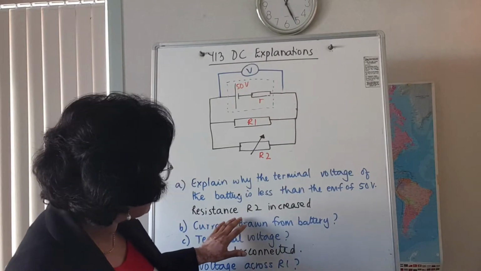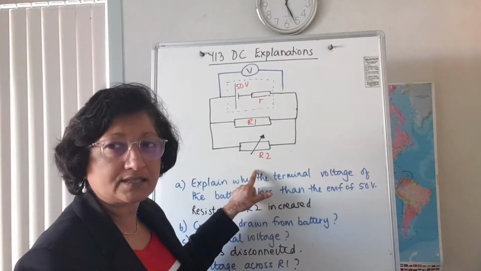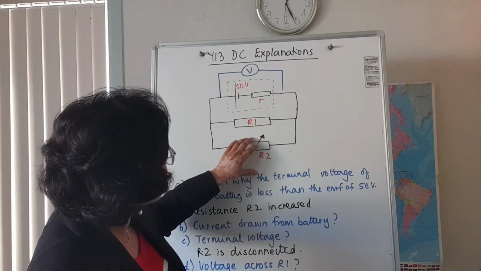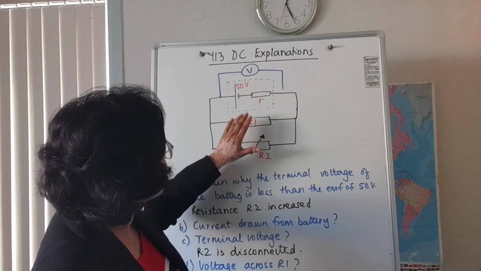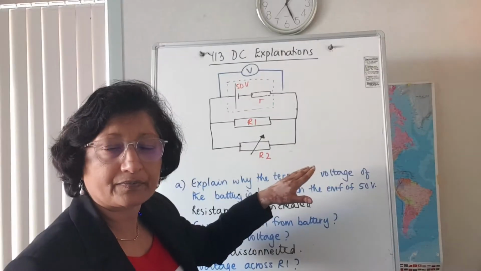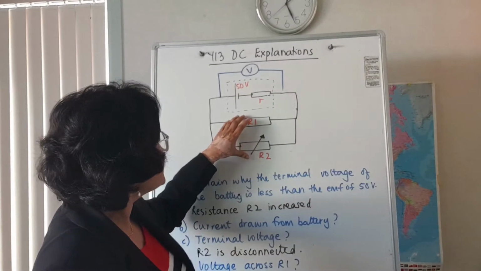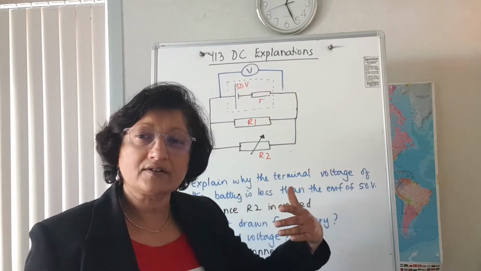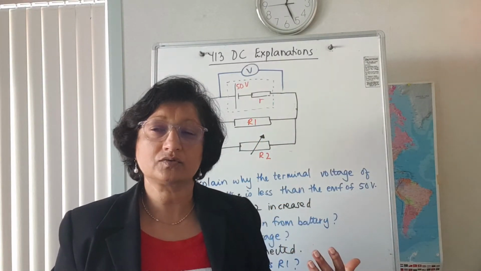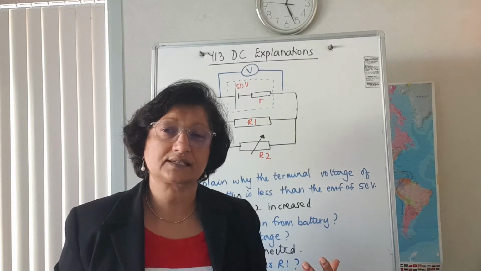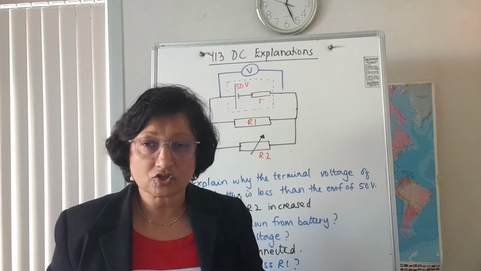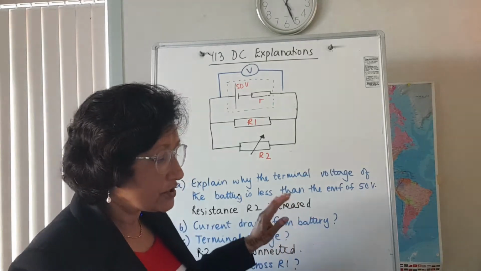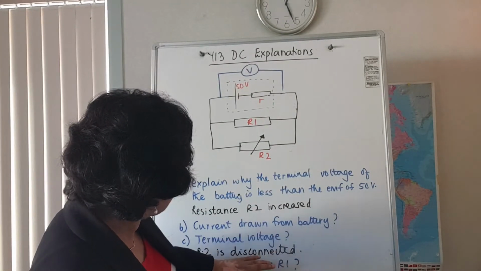Now, the next thing that happens is this is a variable resistor and the resistance is increased. So if this resistance is increased, how is it going to affect the current drawn from the battery? If you increase the resistance, the overall resistance increases, and because current is inversely proportional to resistance, the current drawn from the battery is going to decrease. So that's your answer to B.